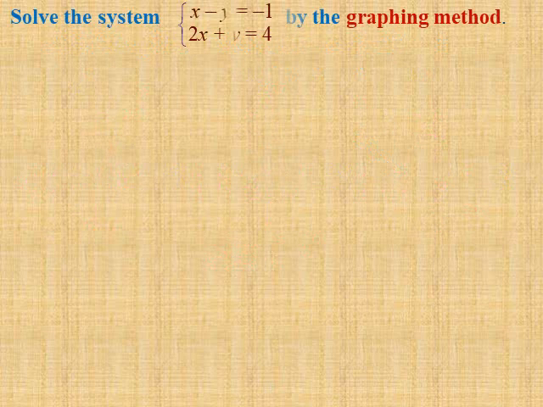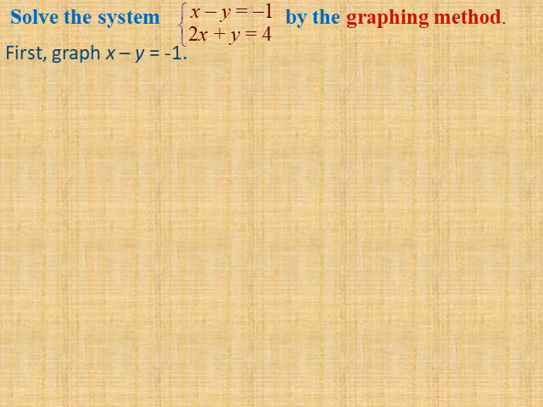Let's have an example. Here we have x minus y equal negative 1 and 2x plus y equal 4. We need to solve the two equations graphically. Let's graph the first line, which is x minus y equal negative 1. I can substitute in the equation, put values for x and y and find the corresponding values, or you can solve for x or for y.